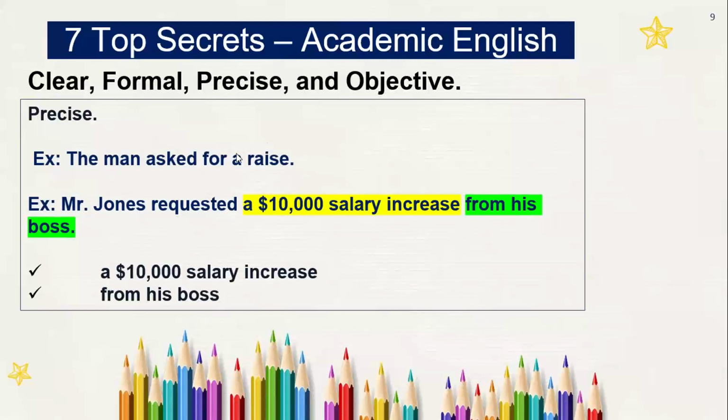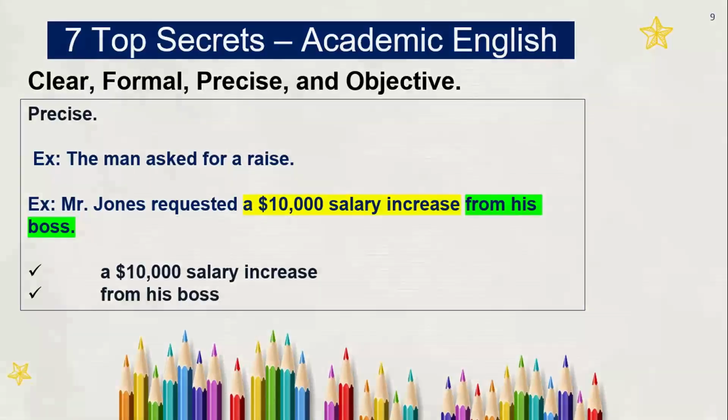So now we not only know a raise, but we know the amount of the raise and from the person that he asked it. So Mr. Jones requested a $10,000 salary increase from his boss. So remember, also on the IELTS, you always want to give details, details, details. And academic English helps you do that by being more precise, more formal, and more clear.